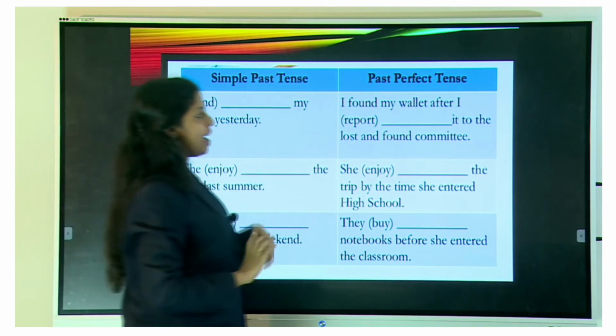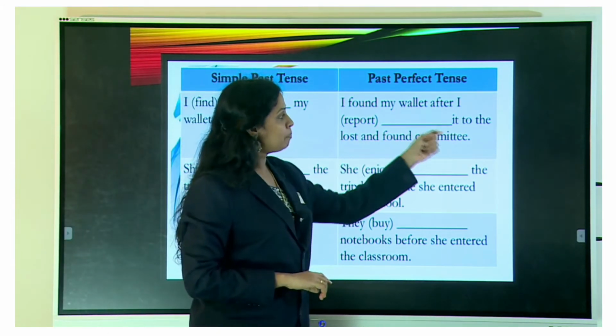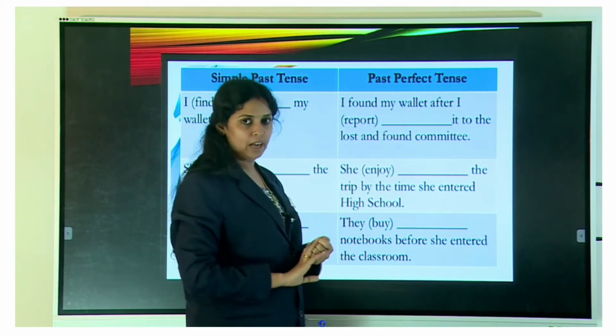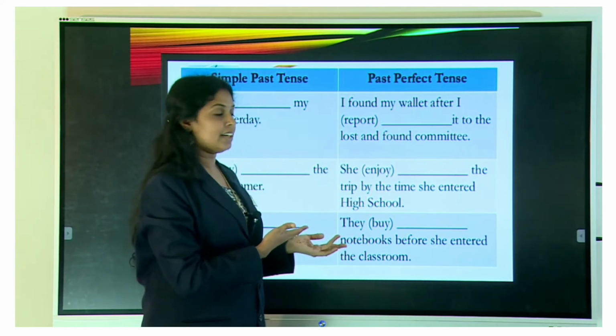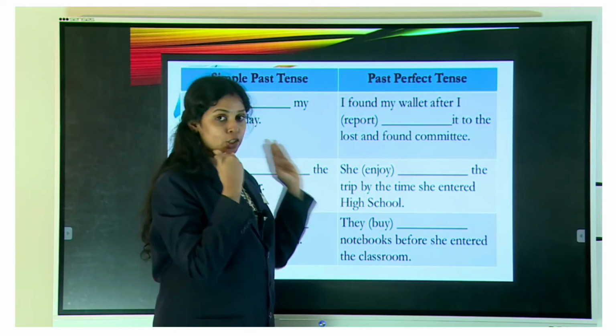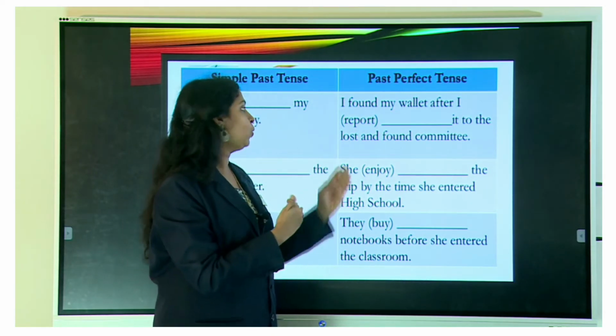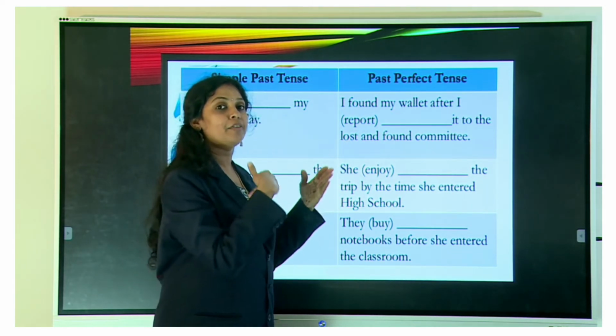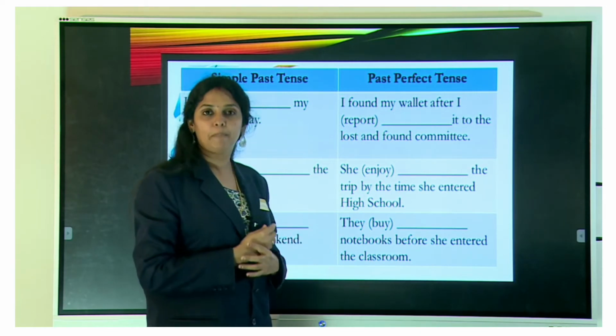I found my wallet after I had reported it to the lost and found committee. So already we have discussed this one. So which one happened first? There we have to use past perfect tense, and for the second one we have to use simple past tense.